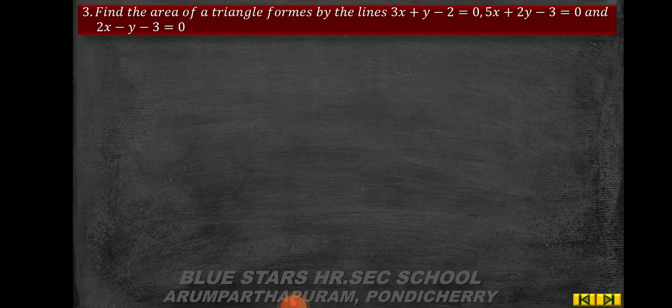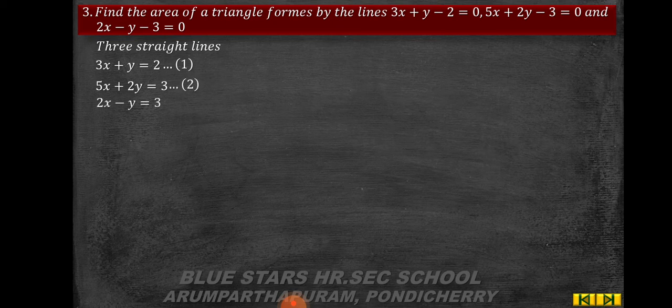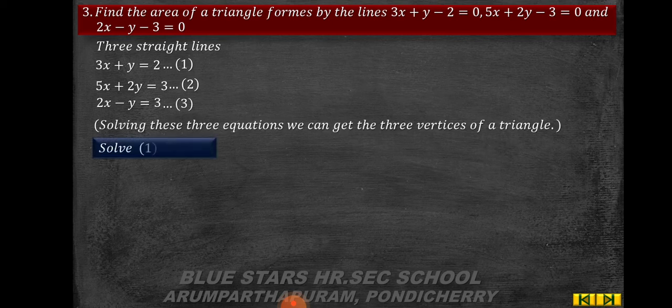Problem number 3. Find the area of a triangle formed by the line 3x plus y minus 2 is equal to 0, 5x plus 2y minus 3 is equal to 0 and 2x minus y minus 3 is equal to 0. Solution. The three straight lines are 3x plus y is equal to 2, which is equation 1, and 5x plus 2y is equal to 3, which is equation number 2. Then 2x minus y is equal to 3, which is equation number 3. So, solving these three equations, we can get the three vertices of a triangle.